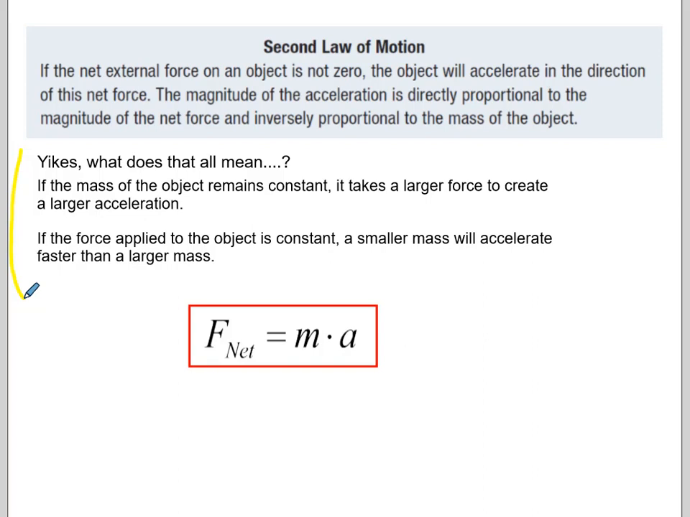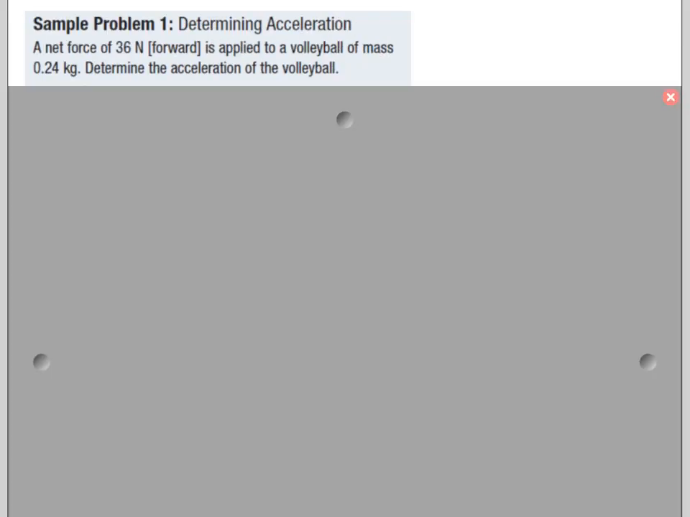If you hold one of the variables constant, then you can see how the others behave. For example, if we held mass constant and the F net went up, then the acceleration would have to go up to match it. If we held the F net constant and the mass went up, then the acceleration would have to go down to balance it. So that's a three-variable equation we can play with, and the calculations, at least, are fairly straightforward, as you'll see in this example.